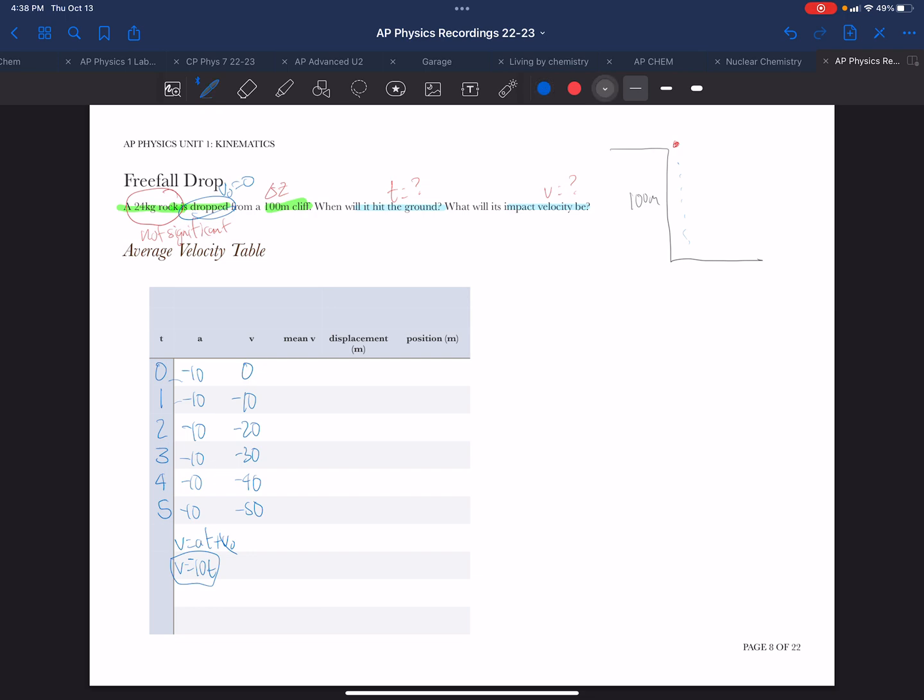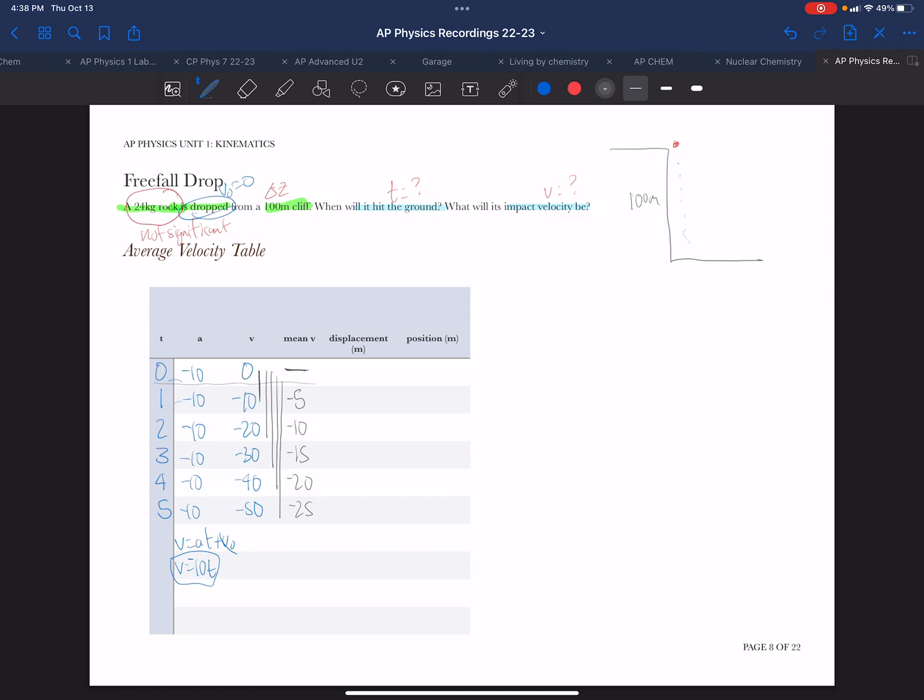Next, we will look at the average velocity. Well, at time 0, no time has passed, so having a mean velocity is meaningless. There is no mean velocity. Then we will look at the mean velocity for the first second, and that is going to be -5. And then next we'll look at the mean velocity for the first 2 seconds, and that will be -10. And the first 3 seconds will be -15, the first 4 seconds -20, and the first 5 seconds -25.